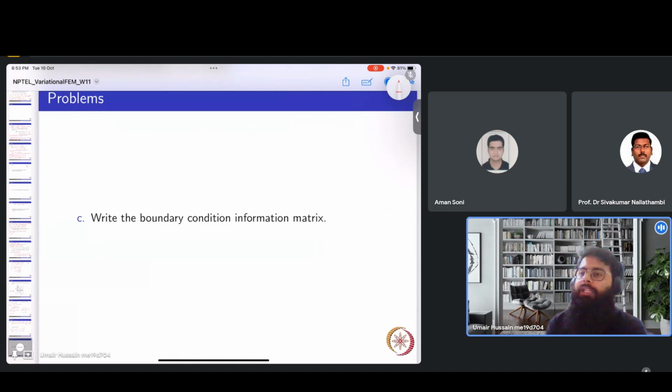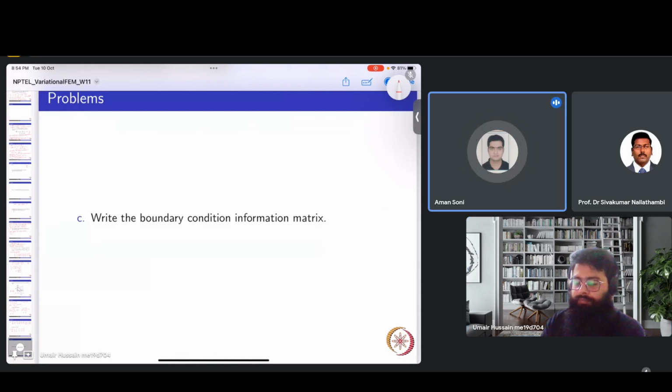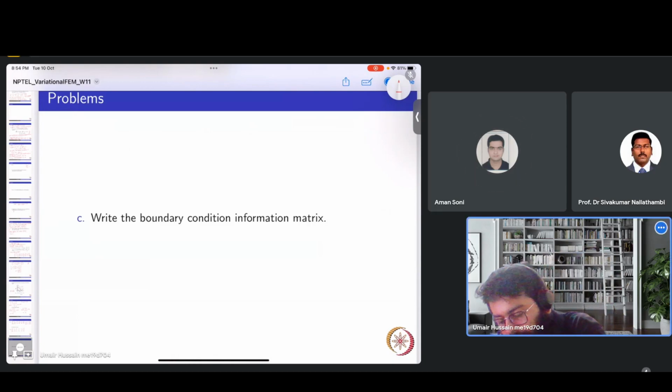While writing the program, we used to write the mesh information, right? In mesh information, we first used to define the matrix in which the coordinate information was there for the nodes. Then we used to have the element connectivity matrix. Then we also had the boundary information matrix.